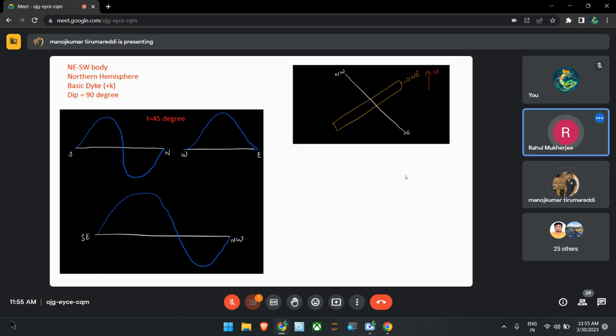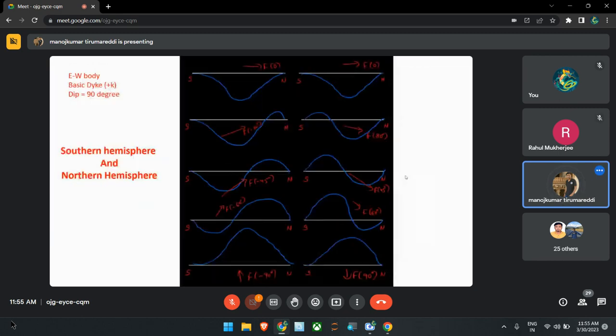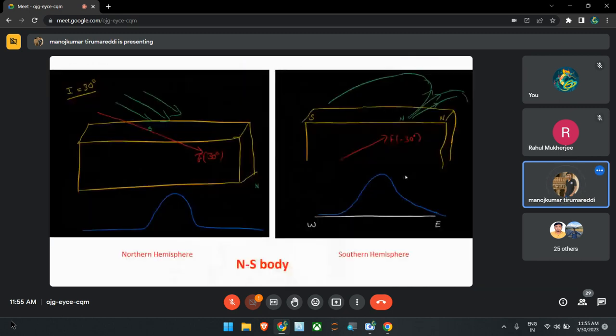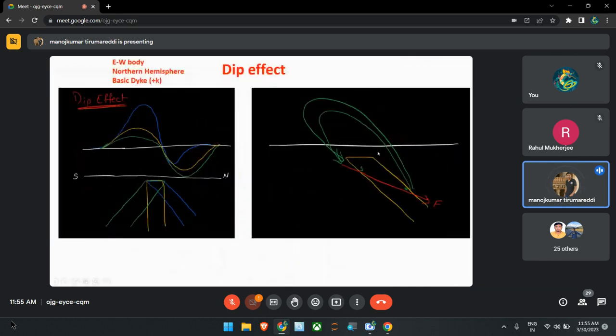Sir, if the inclination and the dip become equal, will we get a zero anomaly? Because it will not cut through the body. No, it will cut the surface of the body, no? Wait. That's right, we'll get the positive peak.